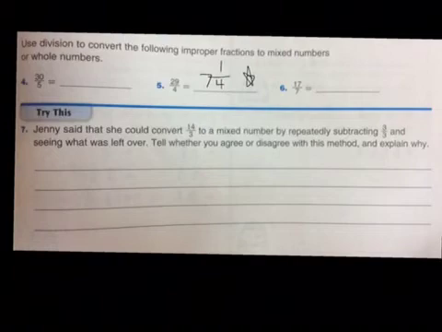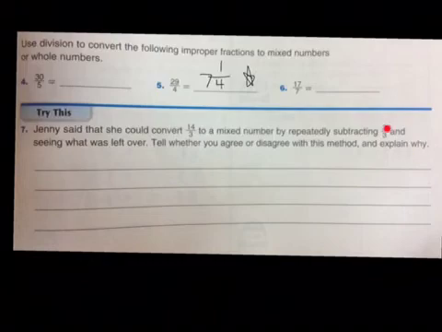Okay, let's try this. Jenny said that she could convert 14/3 to a mixed number by repeatedly subtracting 3/3 and seeing what was left over. Tell whether you agree or disagree with this method and explain why.